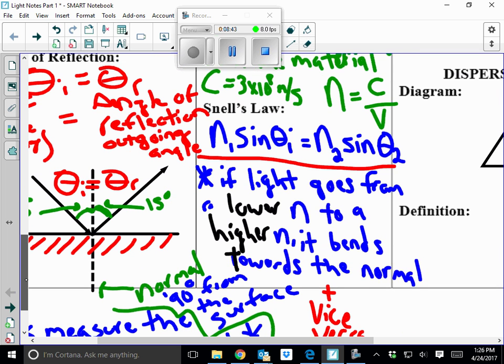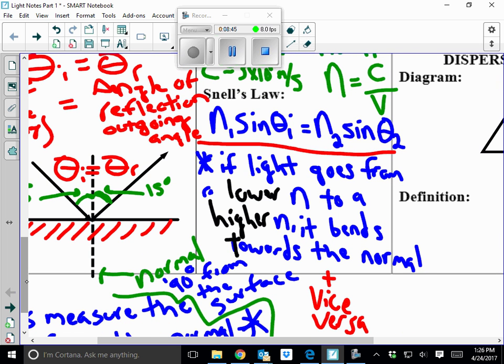Now we have Snell's law. And like I said, this is the most math you'll probably end up doing in this unit. Snell's law just says the index of the first material times the sine of the angle that the light is coming in at equals the index of the second material times the sine of the angle that it refracts at. And using that, we could say, okay, if I know both my indices and I know my incoming angle, I can figure out my outgoing angle. Or if I know both my angles and I know my incoming index, I can figure out my second index. So that's what that equation is, and we'll practice that in class a bunch.